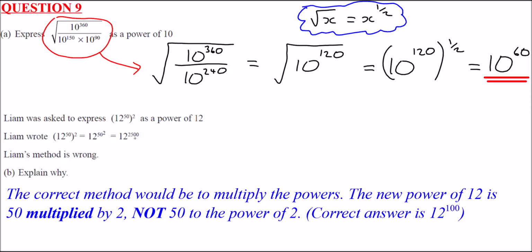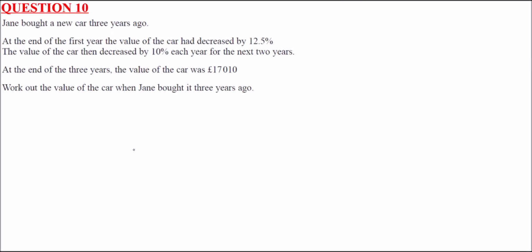12 to the power 2500 is quite clearly way off the mark. Question 10. Jane bought a new car 3 years ago. At the end of the first year, the value of the car had decreased by 12.5%. The value of the car then decreased by 10% each year for the next 2 years. At the end of the 3 years, the value of the car was £17,010. Work out the value of the car when Jane bought it 3 years ago.